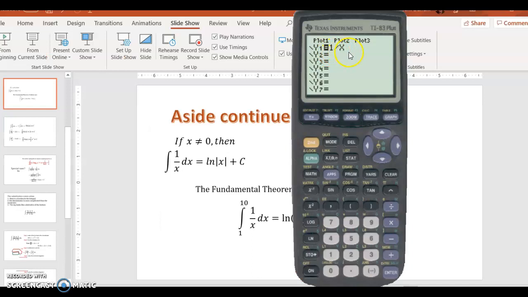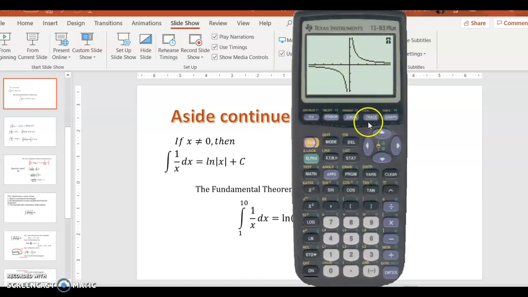So I put 1 over x in the calculator, and let me do it the wrong way first. Zoom 4, just so I can see it. See how it does exist in this third quadrant right here, but we only use the positive one.